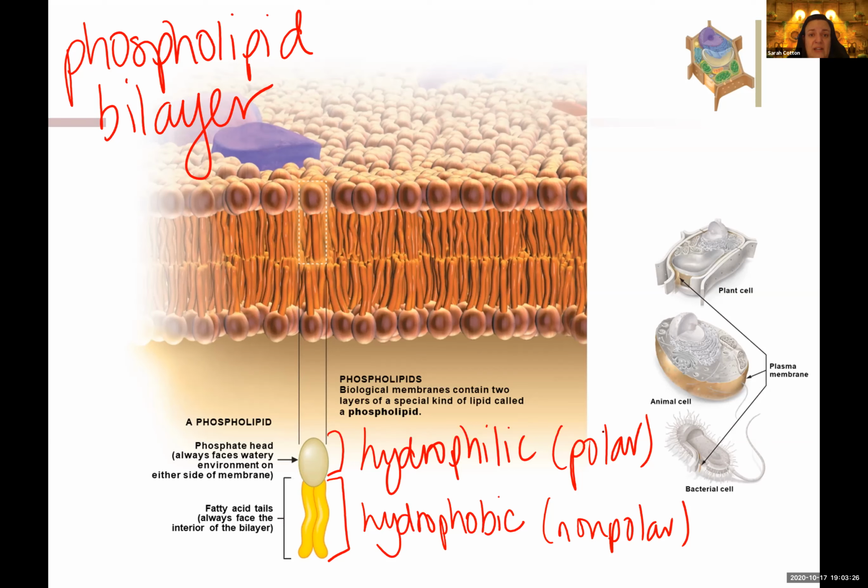Phospholipids will do this spontaneously. So if you had a handful of phospholipids and you chucked them in some water, they would do this spontaneously because of the hydrophobic nature of the tails. They just automatically orient themselves so that the tails are next to other tails. Okay, spontaneous. All right.